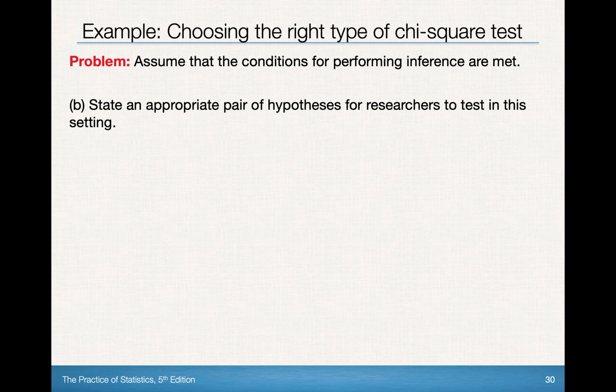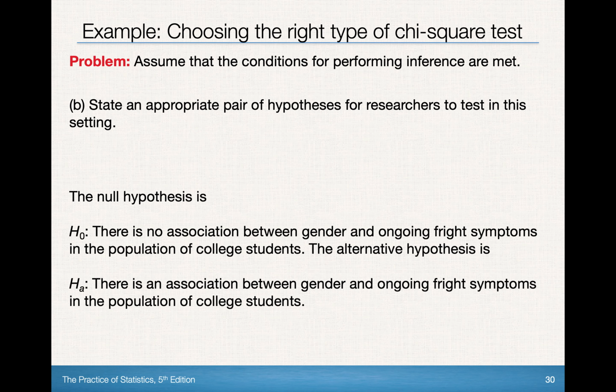Okay, the hypothesis, that's the other thing that's different between these 2 tests. So my null hypothesis is that there is no association between gender and ongoing fright symptoms in the population of college students. While the alternative is that there is an association between gender and ongoing fright symptoms. So the two tests just answer different questions. The samples are taken differently, and their hypotheses are different. So therefore, their conclusions will be a little different. But the actual tests themselves will be the same, the way you do them in the calculator, at least.